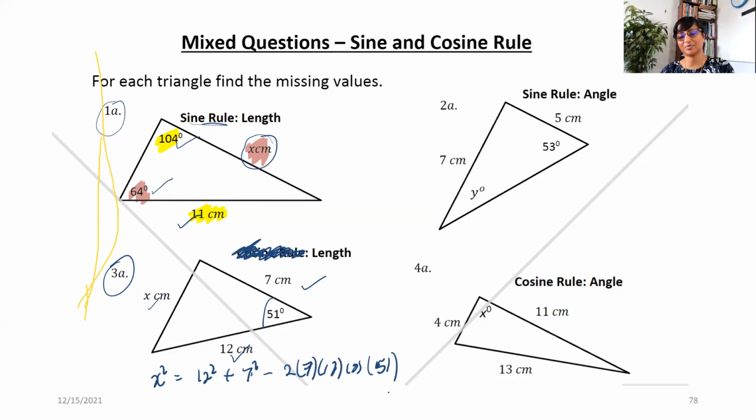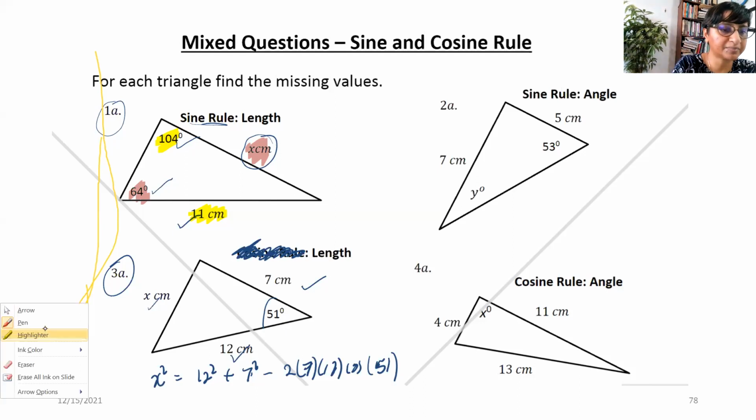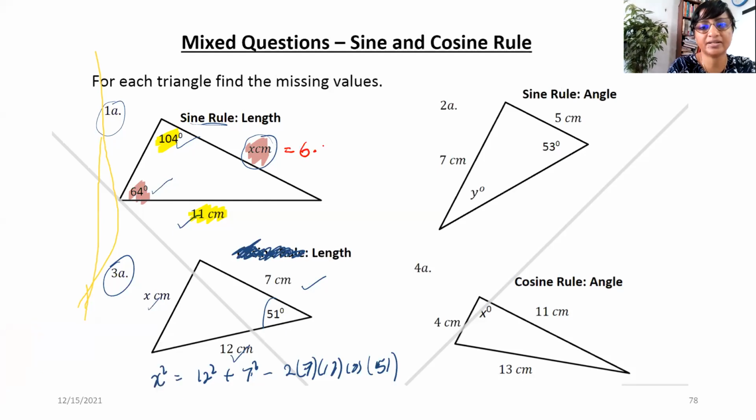Vidusha says 87.28 degrees. Vidusha, we are finding a length, so that is wrong, you are finding something else. Here the answer, let me write it, this x was 6.76.